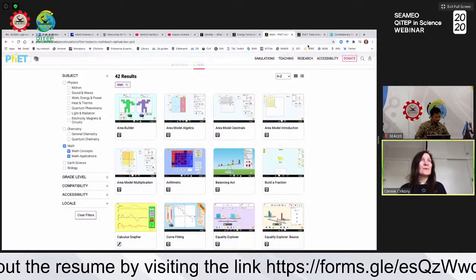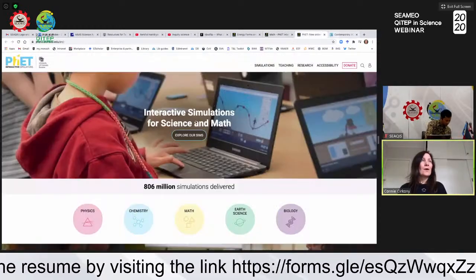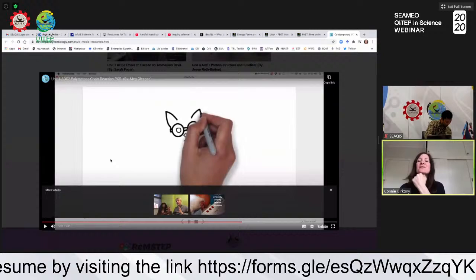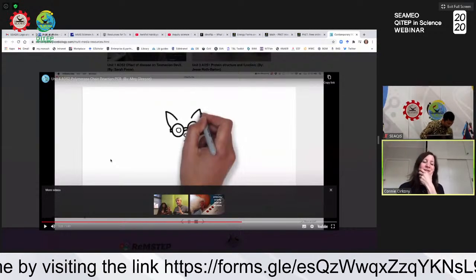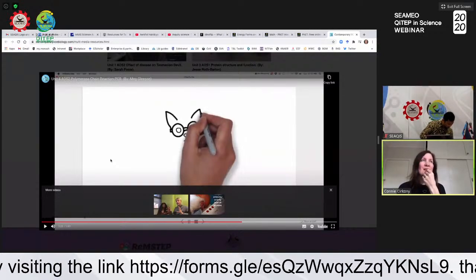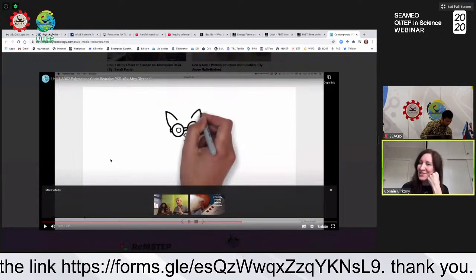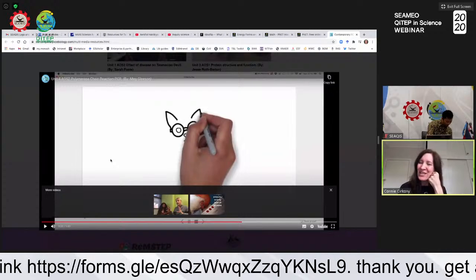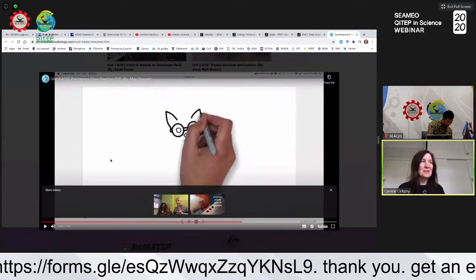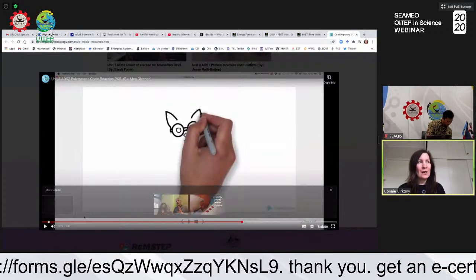Okay, so, all right, now this is for the high school teachers, the secondary teachers. This is a student explaining a polymerase chain reaction. So that has to do with biology and DNA, so a PCR. And I'll just show a couple minutes.